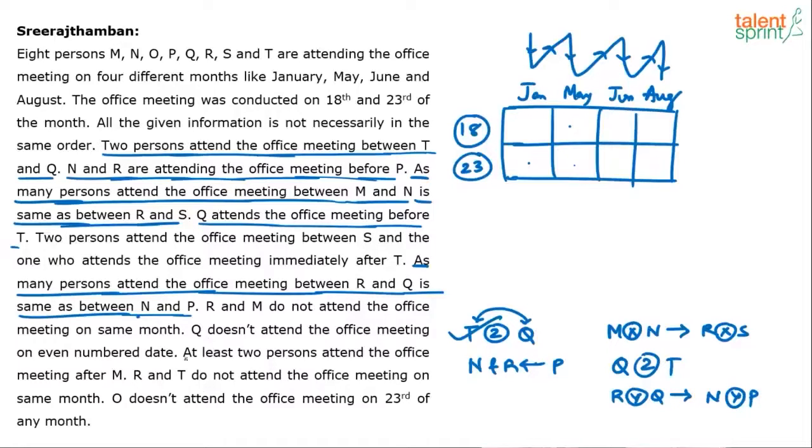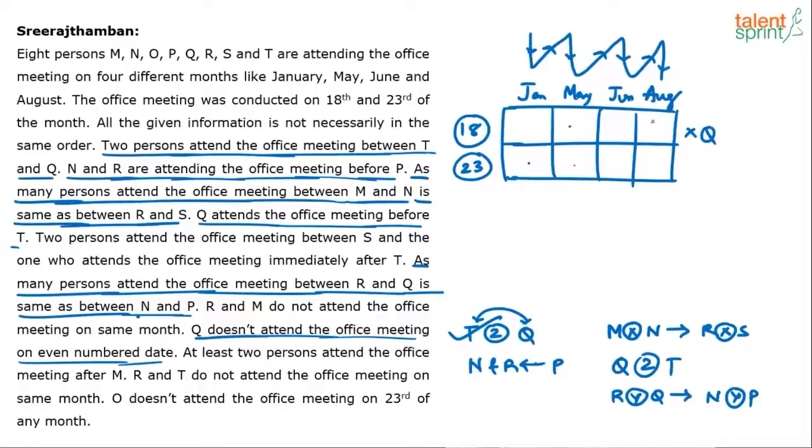Q doesn't attend the office meeting on an even number date. Okay, this is interesting. Q doesn't attend the office meeting on an even number date. So Q cannot come in the first row. Q has to come in second row because first row is all for even number dates, right? 18th Jan, 18th May, 18th June, and 18th August. So Q cannot come in that line. So I think we have already got our start.